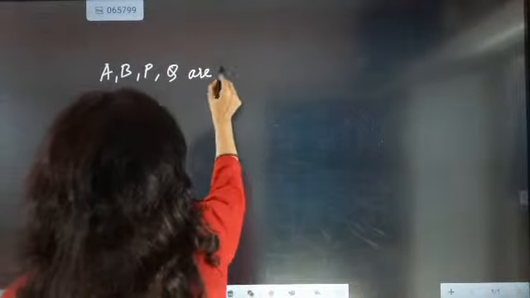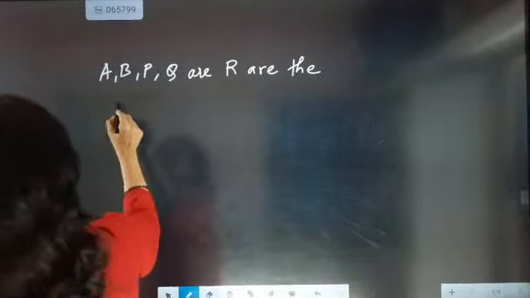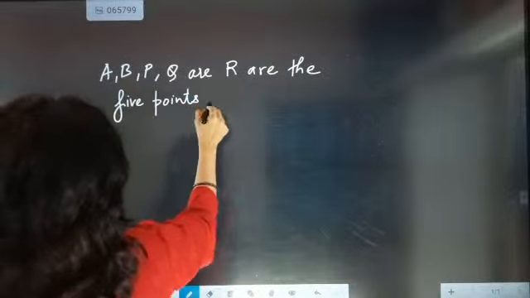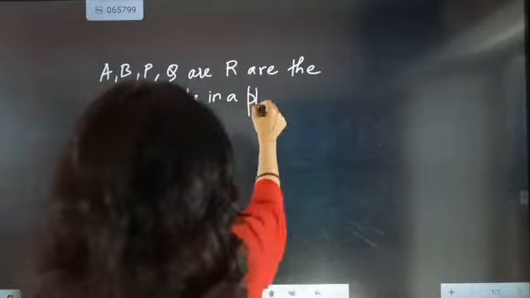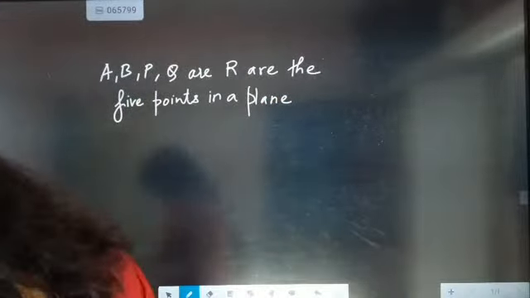Now you are going to solve this question. A, B, P, Q and R are the 5 points in a plane.